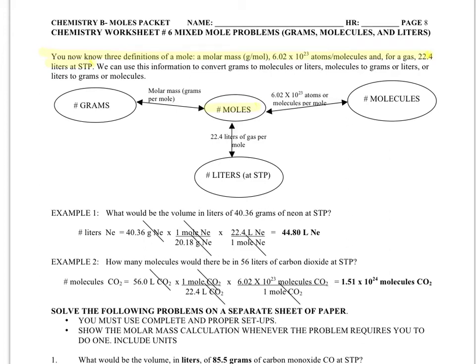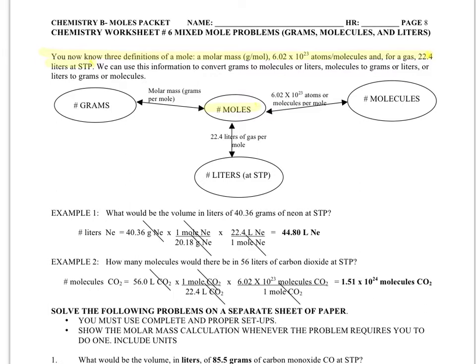This is worksheet 6 of the moles packet, and this worksheet does not actually introduce new information. What it does is it puts everything together. So at this point we know 3 definitions of a mole. A mole is equal to a molar mass, which we have to calculate individually for each compound or atom, and gives us an answer in grams per mole.